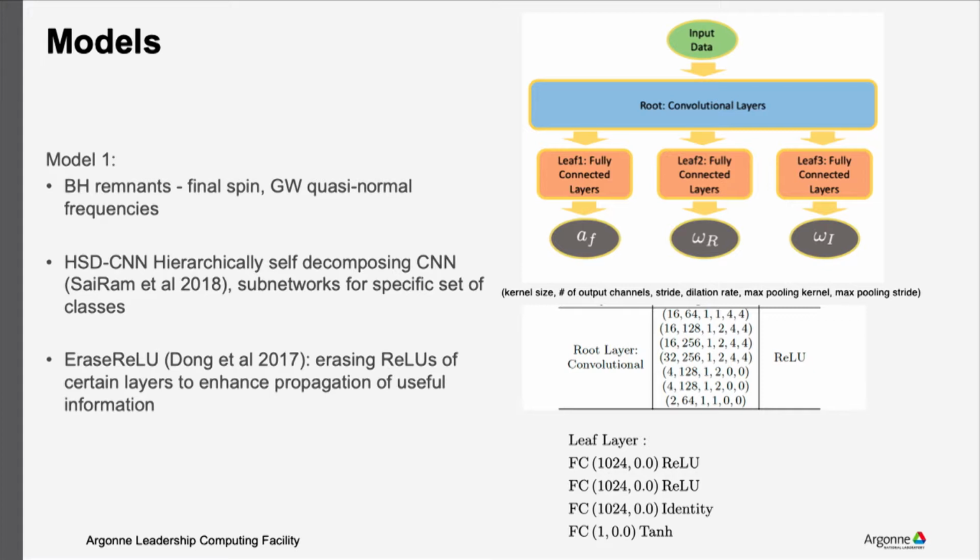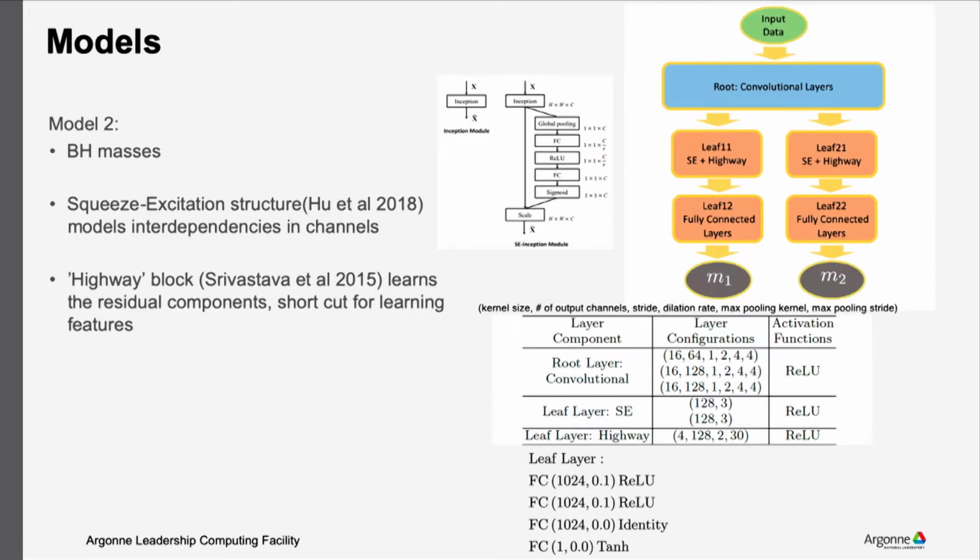It's these sub-networks that allow you to filter the features that the convolutional layers have deemed important into the correct pipelines. Some features are not important for the quasi-normal frequencies, for example. And then there are other techniques, like erasing some of the layers to enhance propagation of useful information. We can also use a separate neural network to determine the masses, and we do something similar in terms of a root layer with some leaf layers.